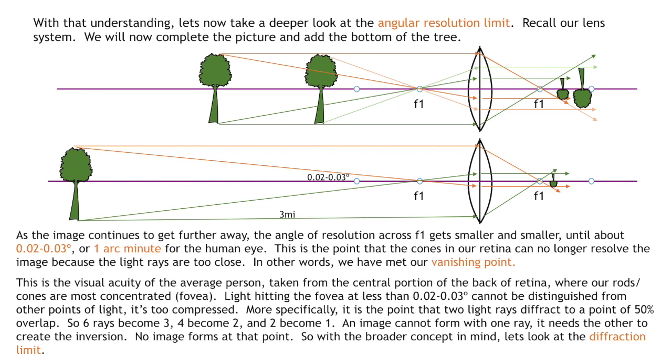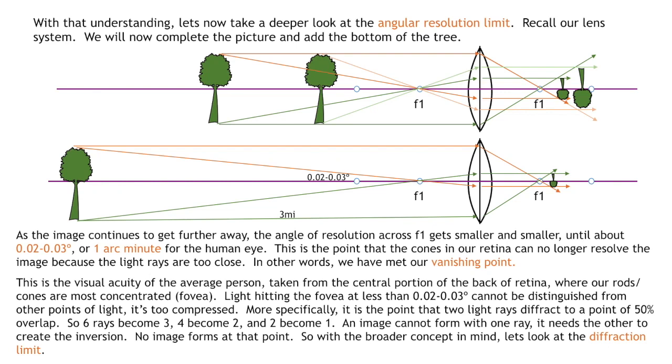And this is again the visual acuity of the average person, taken from the central portion of the back of the retina, where our rods and cones are most concentrated in our fovea. Light hitting the fovea at less than 0.02 to 0.03 degrees cannot be distinguished from other points of light, and it is too compressed. More specifically, it is the point that two light rays diffract to a point of 50% overlap, which we will get into.